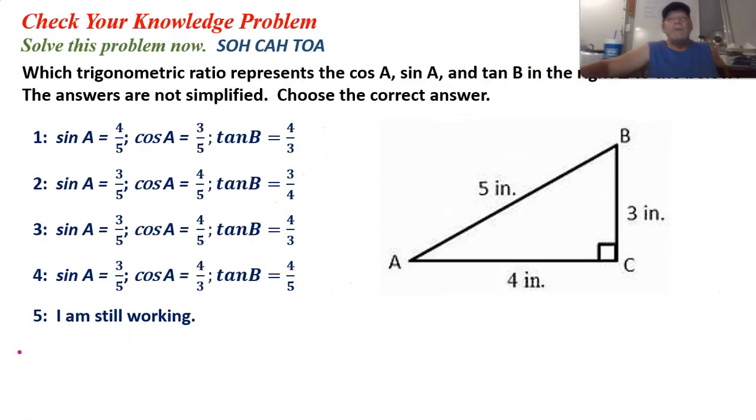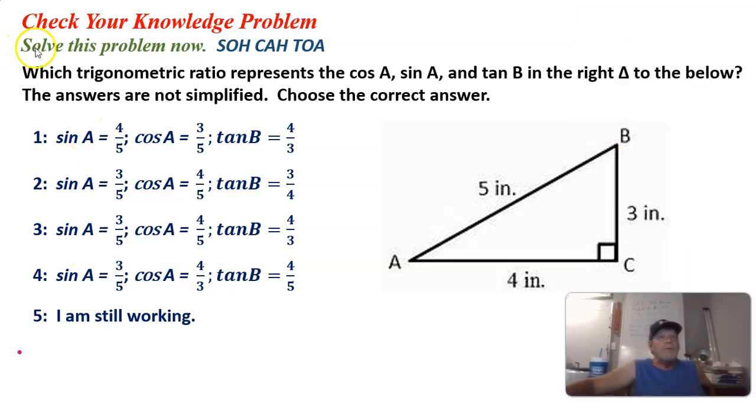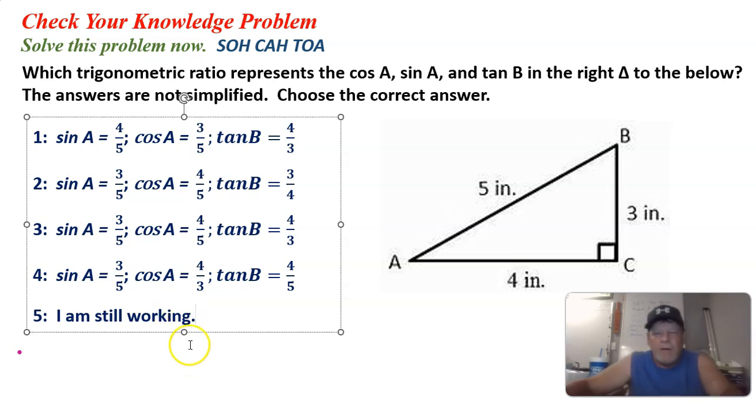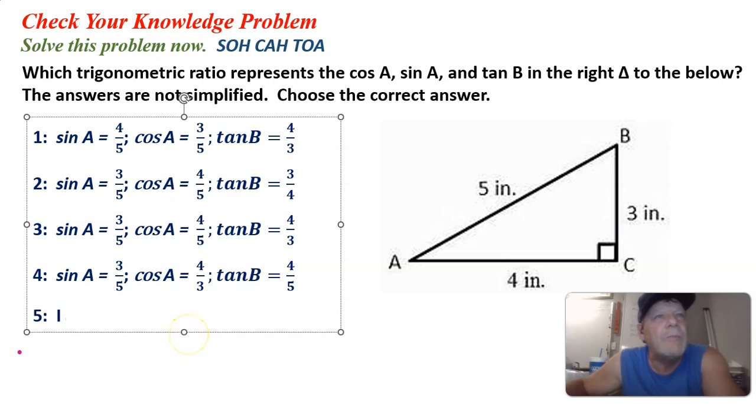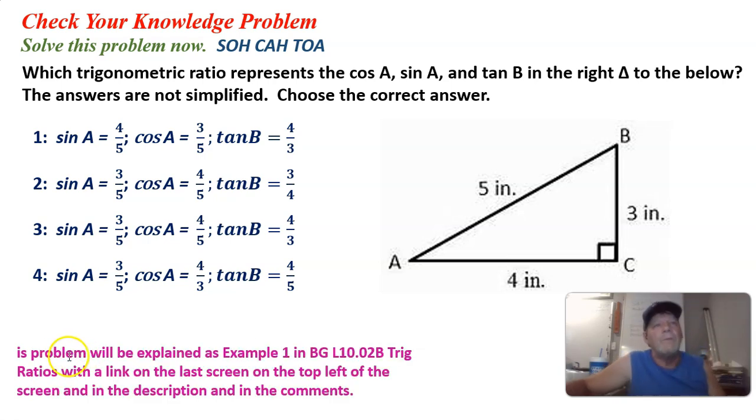All right, so now I want you to see if you can do this one on your own now. Solve this problem now. Which trig ratio represents the cosine of A, sine of A, tangent of B in the right triangle below? Do not simplify the answer, choose the correct answer. So work on those now, and you can pause this if you want. We're not going to give you the correct answer now because we want you to be able to come up with that on your own.